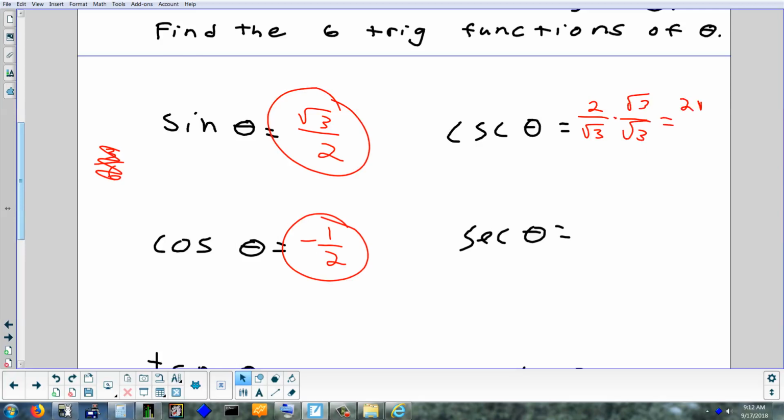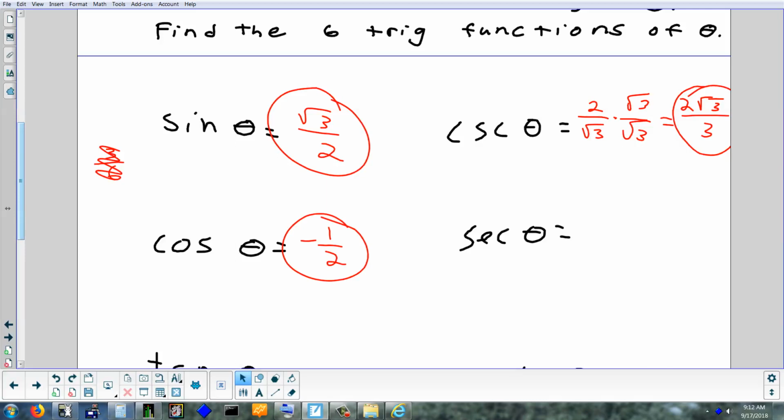So in the top, you get 2 square roots of 3. And in the bottom, square root of 3 times square root of 3, that's the square root of 9. Well, that's just 3. So you can't get rid of the square root. All we did was put it in the top instead of the bottom. And that's okay. Any question on that one?